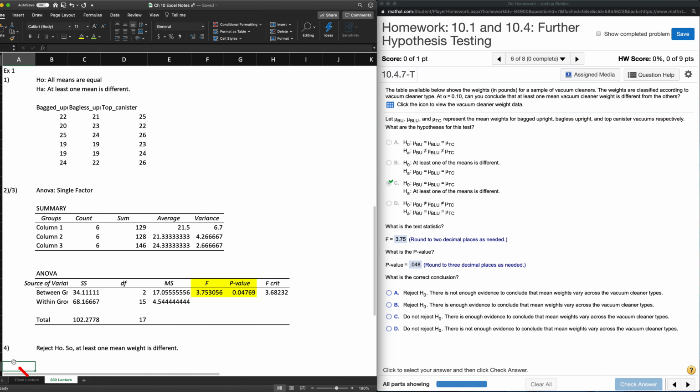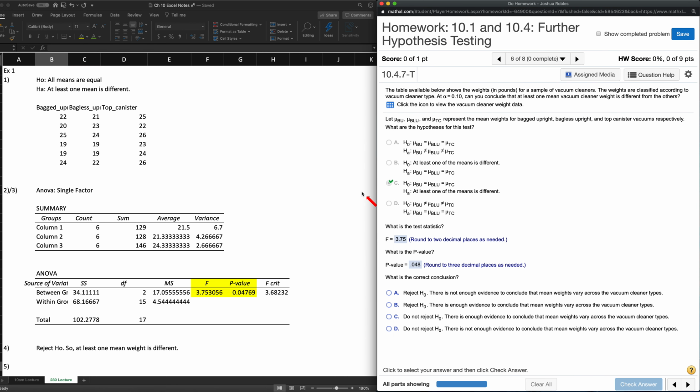So lastly, it doesn't appear there's a direct claim here. We are just asked to test. So let's see how the wording is answered. So we are rejecting, and let's look at these two. Since we rejected, we get to use the phrasing that's a stronger wording here, that there is enough evidence. There is enough evidence to conclude that the mean weights vary.